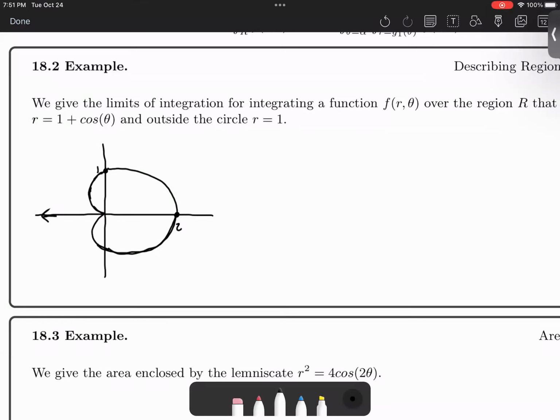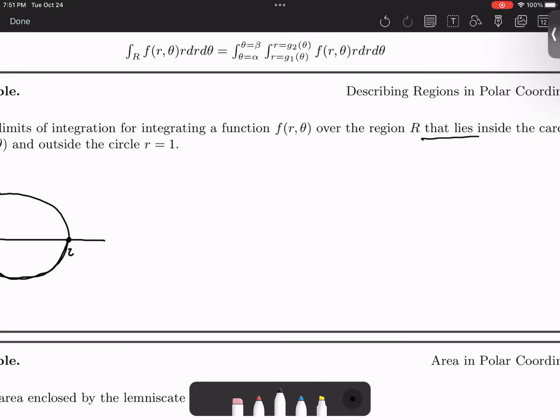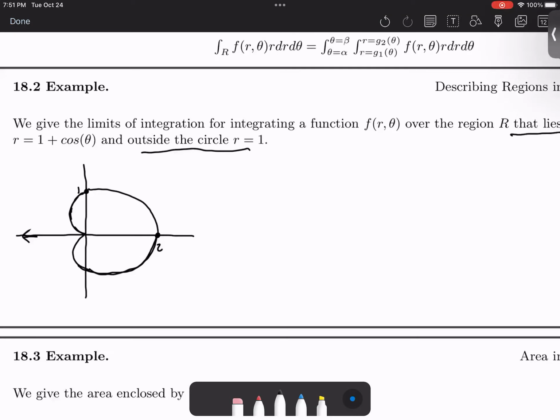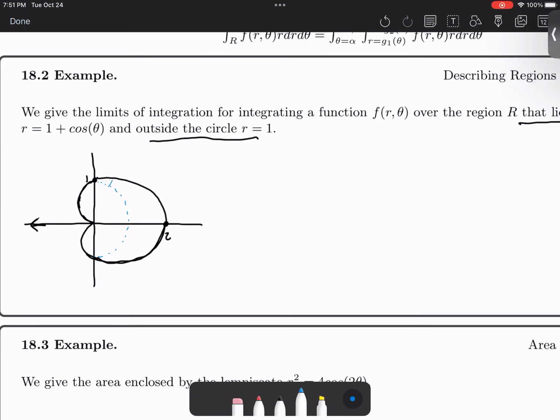All right, and I want to find the region R that lies inside of that cardioid, but outside of the unit circle. So I'm looking for this region here. So if I think about drawing vectors from the origin, right, vectors are a good way to think about this because vectors are polar coordinates. They're radiuses and angles.